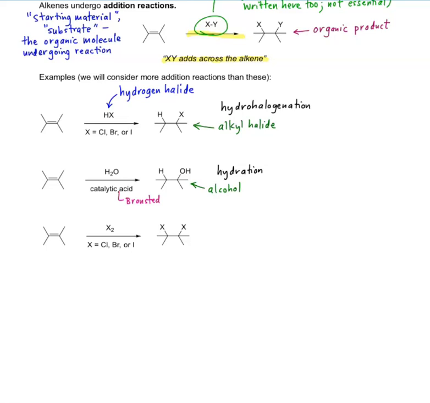And then a third example, you could add a halogen across the double bond. So X2, so chlorine, bromine, or iodine. Each of the alkene carbons gets one of the halogen atoms. That would be called halogenation. And the result in this case, because the halogens are on adjacent or neighboring carbons, we would call this product a vicinal dihalide. Vicinal means neighboring or attached to neighboring carbons.